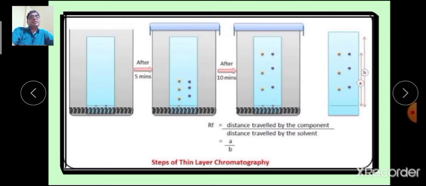Now, after drying the chromatoplate, the separated components, if they are colored, are located easily, and if they are colorless, they are located by using reagents. After locating the separated components, the distances traveled by the components are measured, and the distance traveled by the solvent front is measured, and the RF value is calculated.